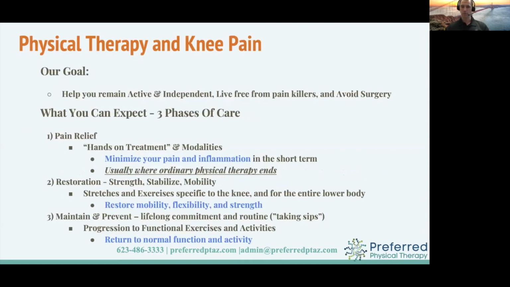Our goal in physical therapy is to help you be active and independent, live free from painkillers, and avoid surgery. Ultimately, that's what we try and do, and we do this by employing 3 phases of care. And this is where my model of physical therapy is unique in that we do a lot of things early on to manage pain. Now, you notice I say manage, not eliminate pain. We try and manage pain to get it to a point where we can reduce the inflammation and get you in a spot where you're comfortable, but you're also comfortable in doing some of the activities.